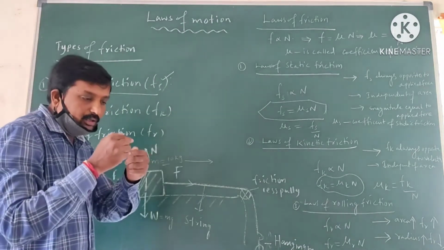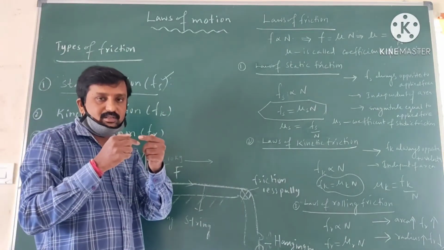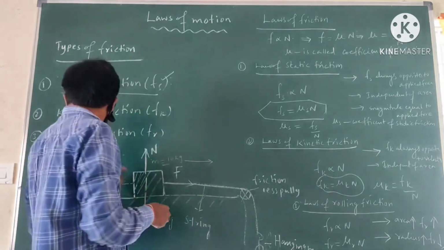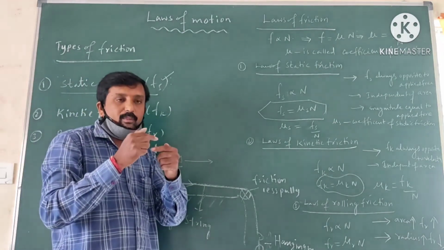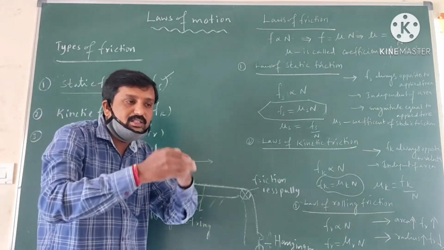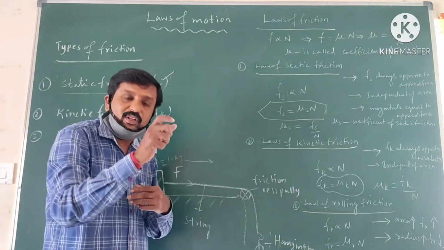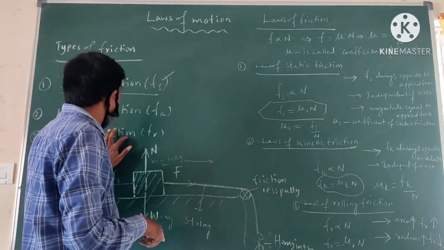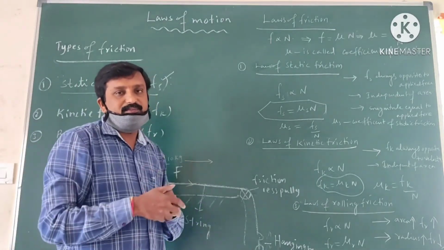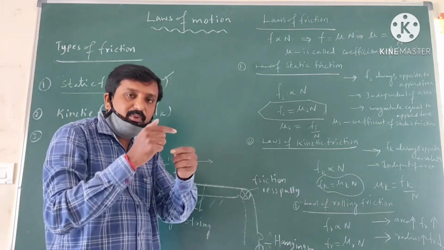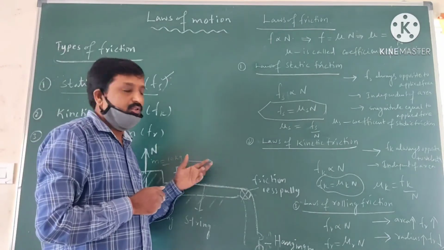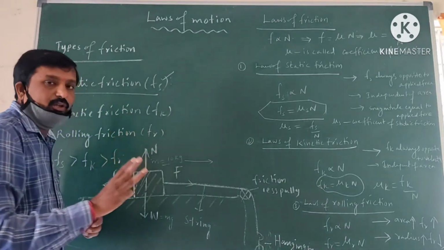Particular objects, like circular objects, roll on the surface. At that time, the friction is called rolling friction. So circular objects are rolling on the surface, and at that time the friction is called rolling friction. Generally we know that car tires roll on the road. So the friction between the tire and the road is called rolling friction. So friction is mainly classified into three types.